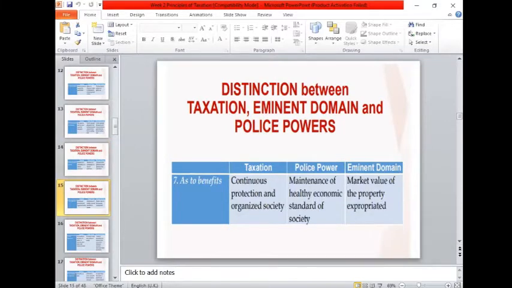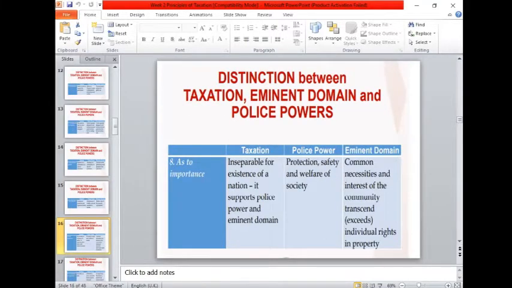As to the benefits, taxation power gives continuous protection and an organized society. The police power's benefit is the maintenance of healthy economic standards of society, while for eminent domain, the benefit is the market value of the property expropriated.